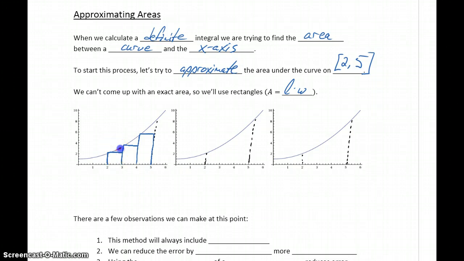So now we still have some area that we should be considering, but we're not getting as part of our approximation. But by increasing the number of subintervals from 1 to 3, that amount of error has been reduced quite a bit.